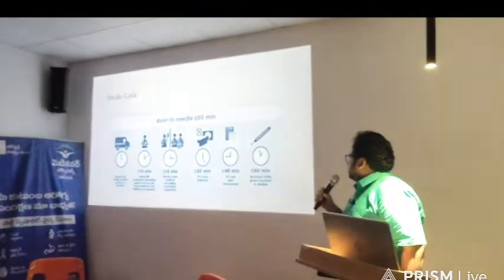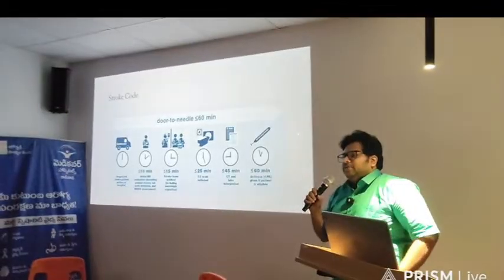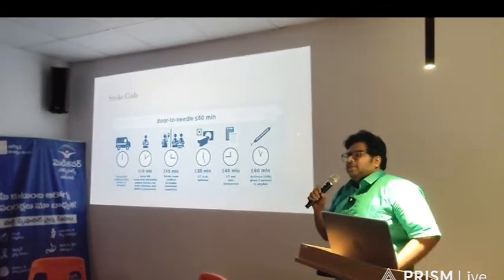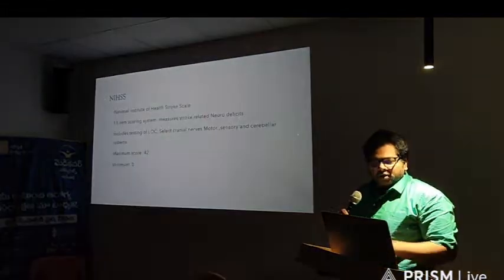So the ideal door to needle time for alteplase is less than 60 minutes, whereas for mechanical thrombectomy, if it happens in the center, it's 60 minutes. When we follow the drip and ship model, we allow up to 90 minutes.